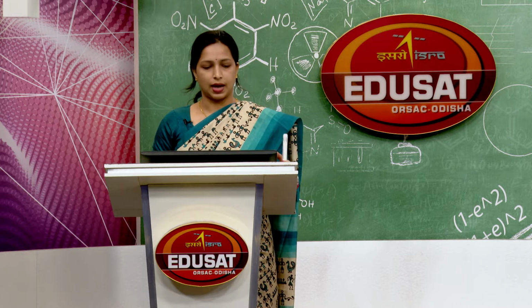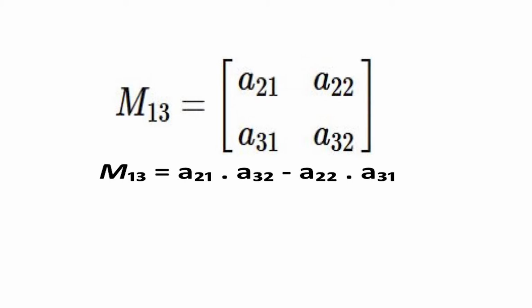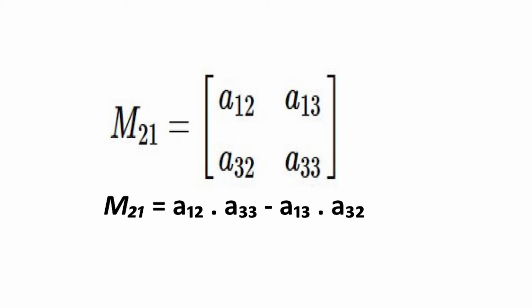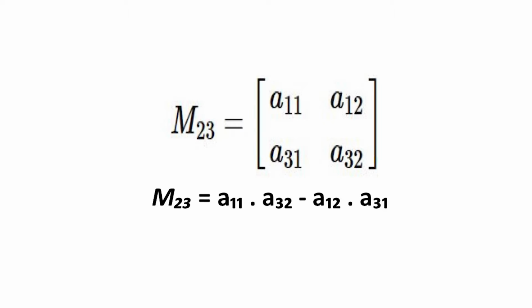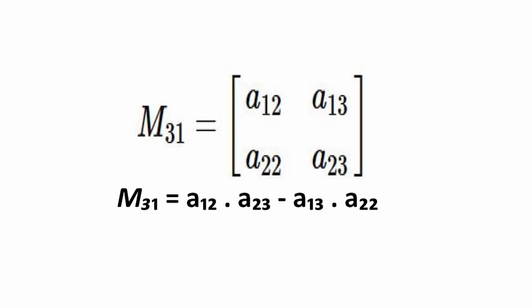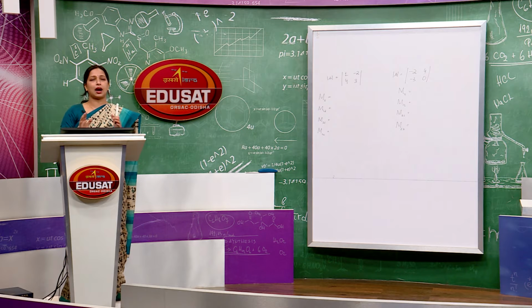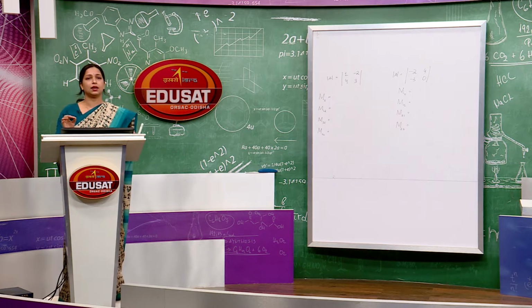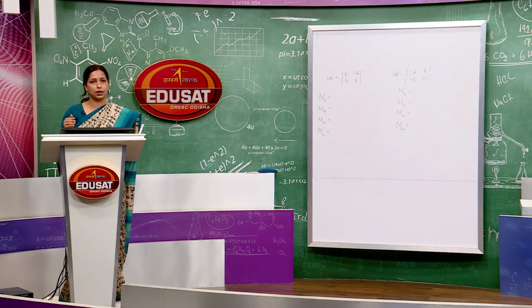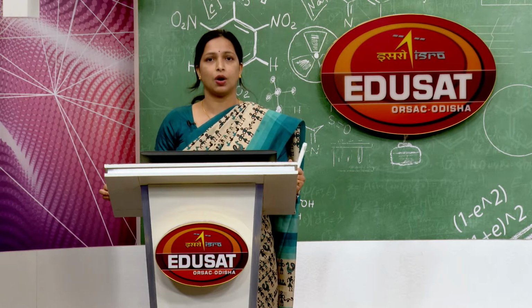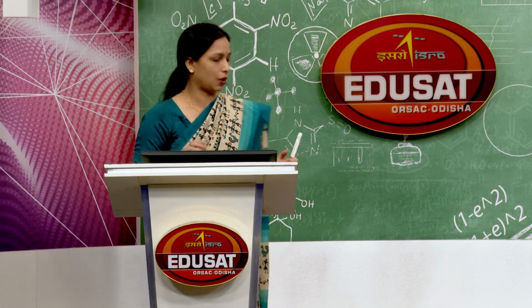As you can see on the screen, M13 means the minor of A13, then the minor of A21, the minor of A22, the minor of A23, the minor of A31, the minor of A32, and finally the minor of A33. Remember that after we find the second order determinant, that is not yet the minor. We have to cross multiply and find the resultant value, and that is the minor of the said element. Now, let us understand it better with the help of some examples.